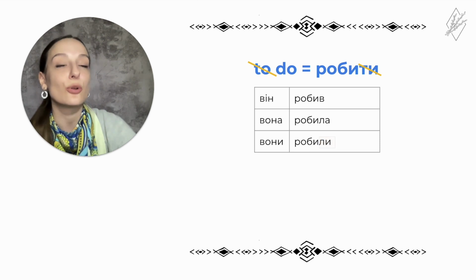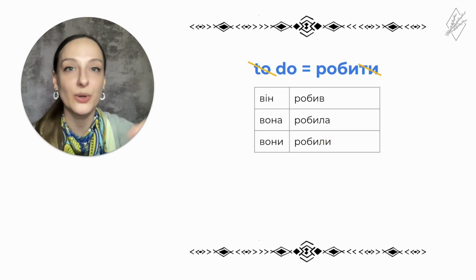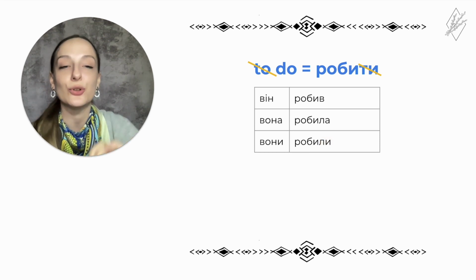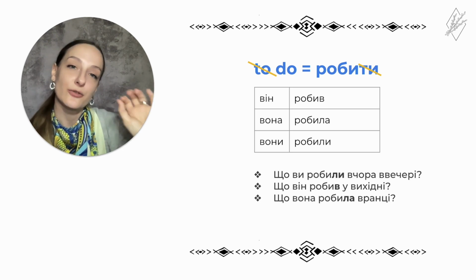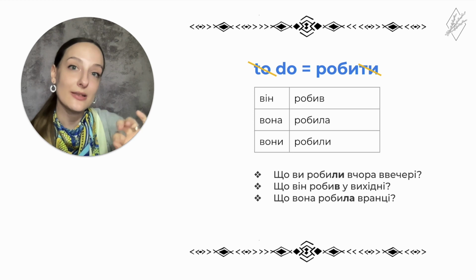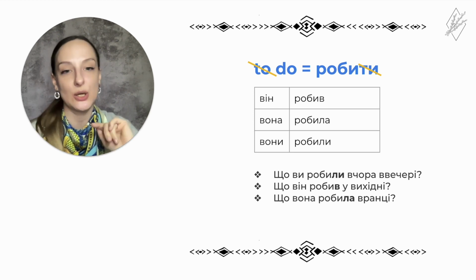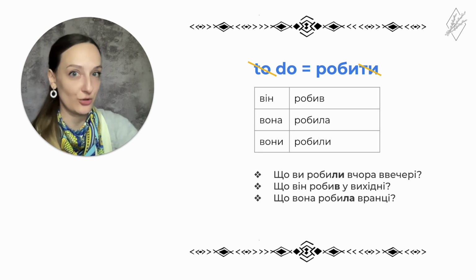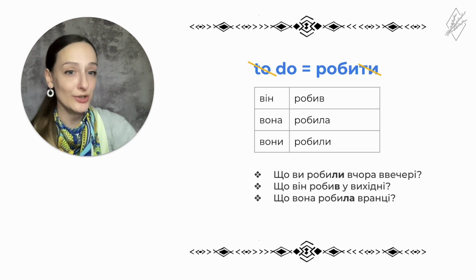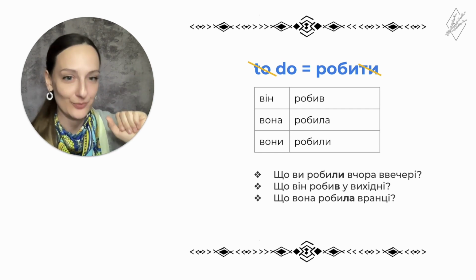Вони робили. Він робив, вона робила, вони робили. Right? This verb we very often use in the questions. You need to know it. For example, що ви робили вчора ввечері? What did you do last evening?